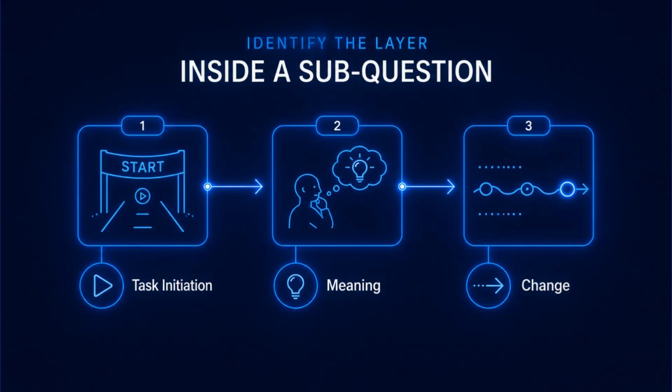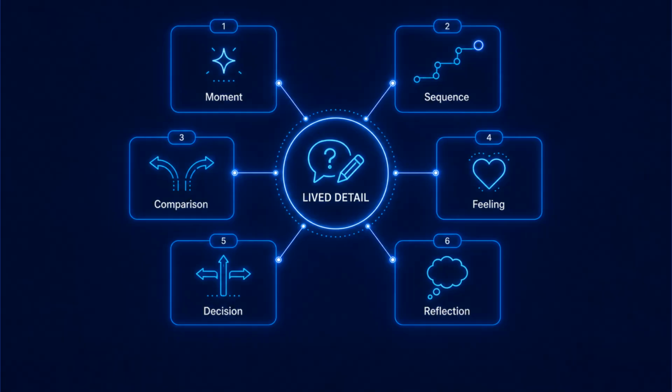The first step is identifying the layer. If your sub-question asks how participants describe beginning academic work, the layer is task initiation. If it asks how participants make sense of capability, the layer is meaning. If it asks how support changes over time, the layer is change. The second step is deciding what kind of lived detail you need. Do you need a moment, a sequence, a comparison, a feeling, a decision, or a reflection? This matters because different interview questions invite different kinds of data.